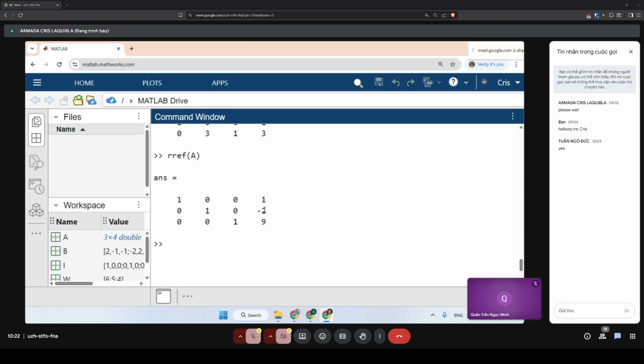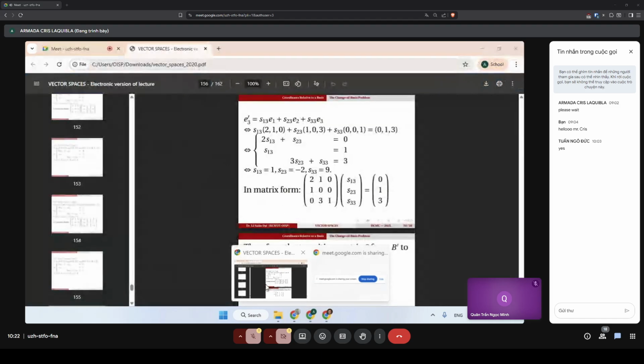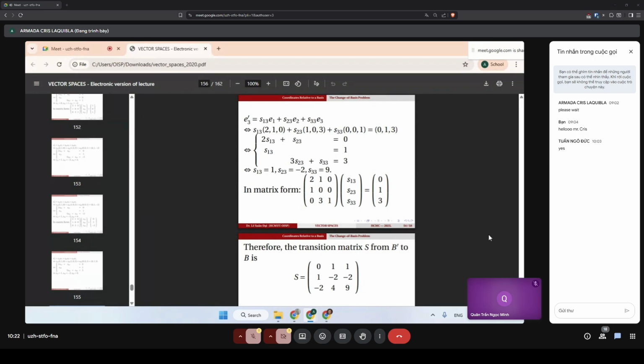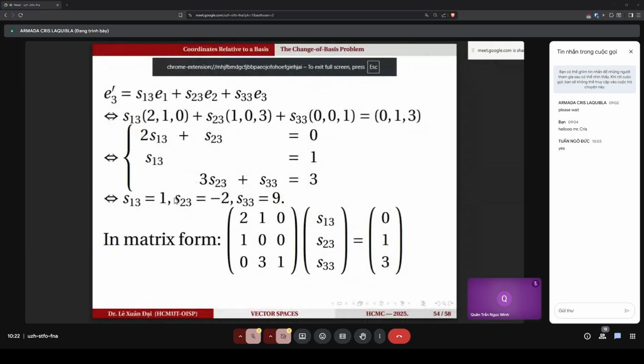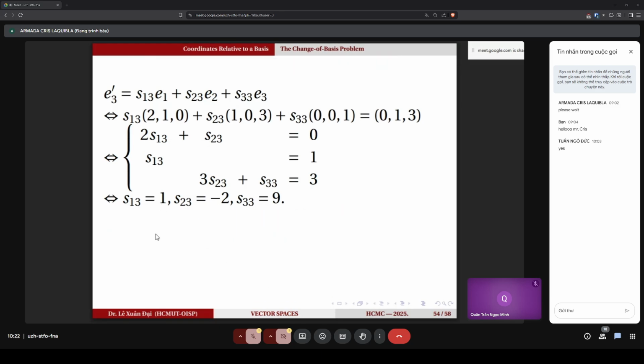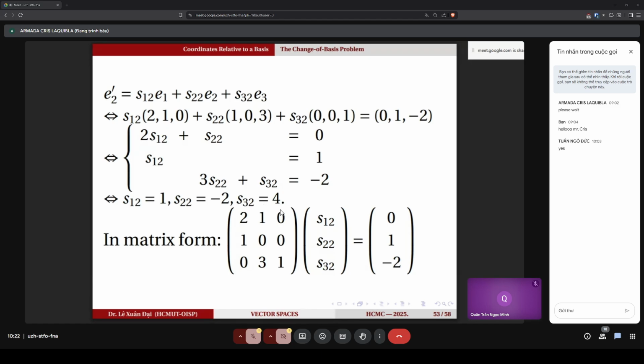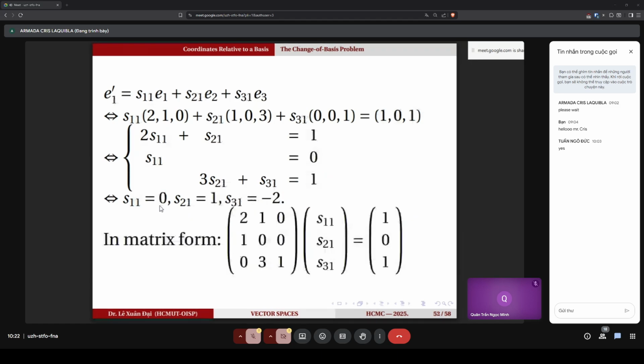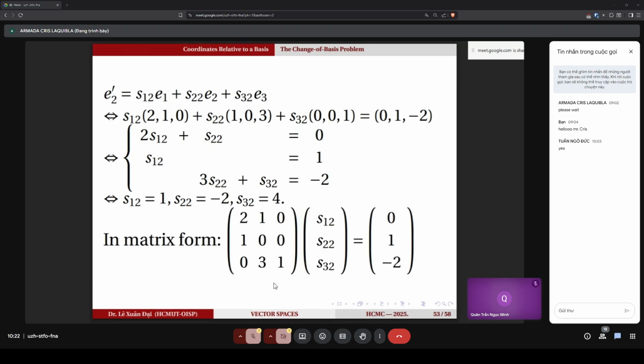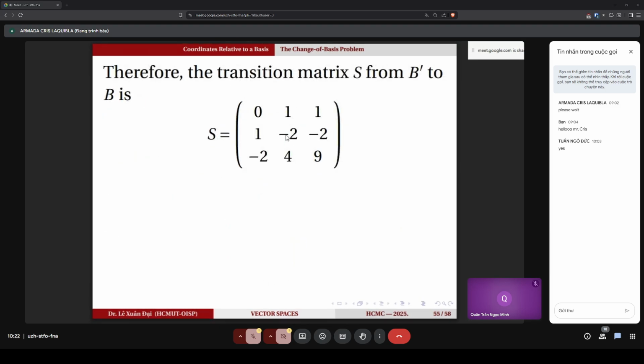And this is the answer: 1, -2, 9. And we are correct. And you arrange this in the third column: the 1, -2, 9. The second column is 1, -2, 4. The first column is 0, 1, -2. And you have this transition matrix now: 0, 1, negative 2, 1, negative 2, 4, and 1, negative 2, 9.